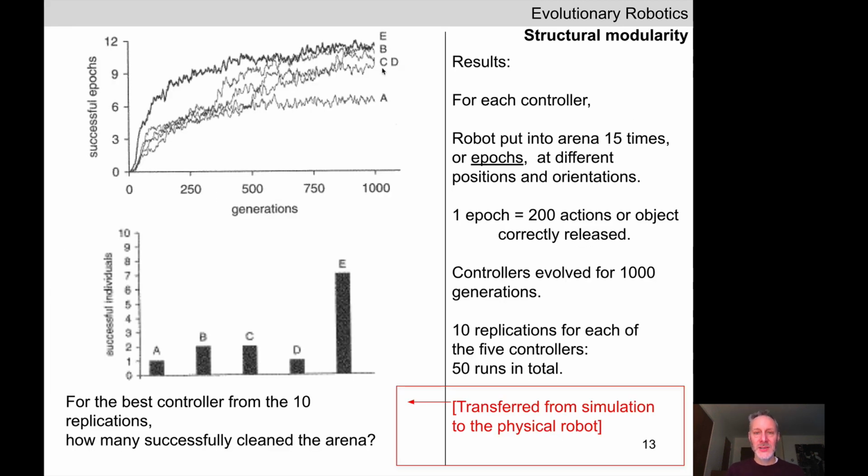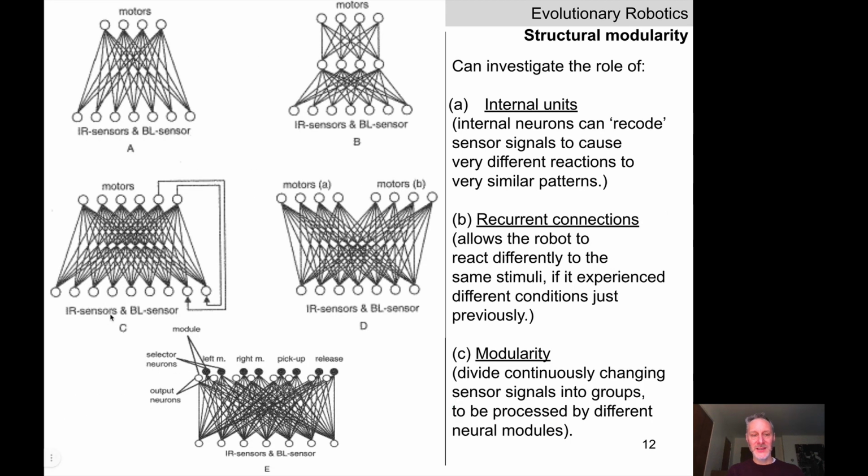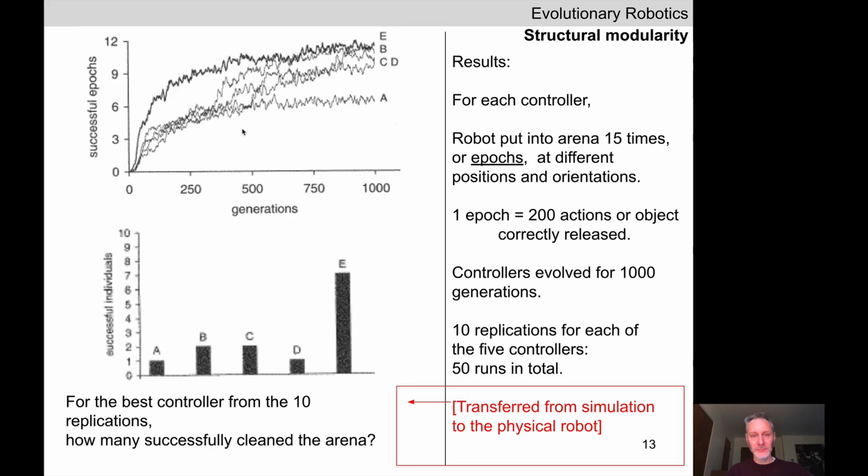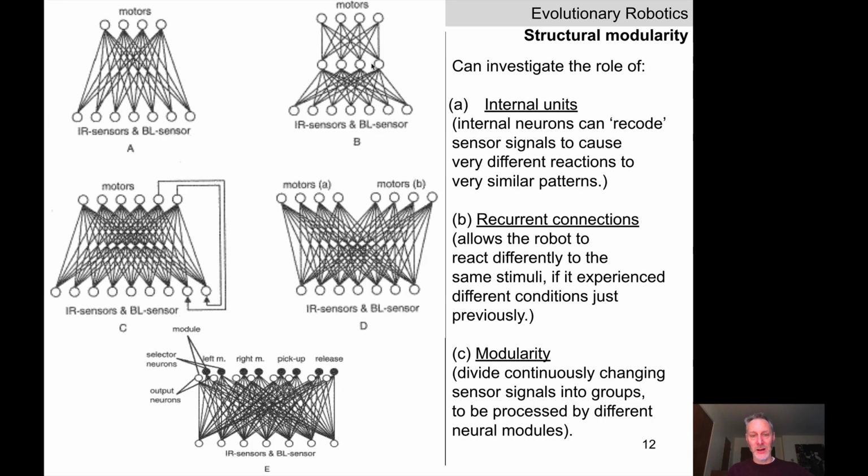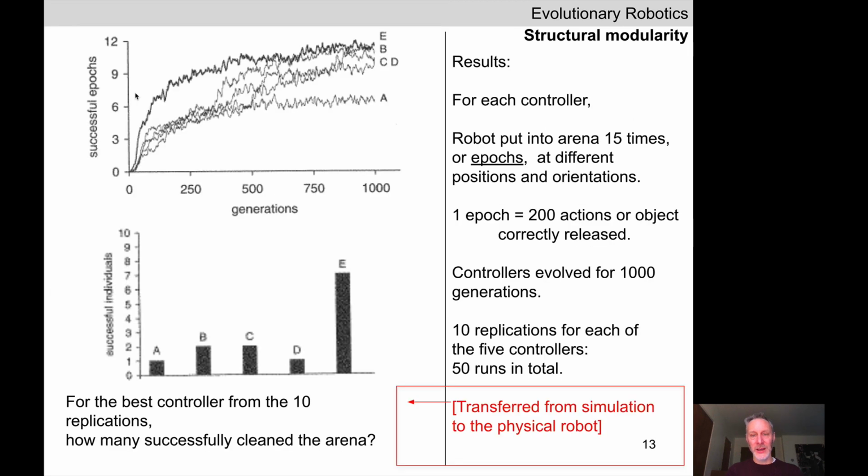Okay, you'll notice that B, C, and D did pretty well. Here's B, C, and D. So hidden neurons probably helps. B did better than A. And the only difference between B and A is hidden neurons. So that's helpful. C did better than A. So having recurrent connections also helps. D did pretty well as well. So human enforced modularity helped, at least compared to the simple neural network.